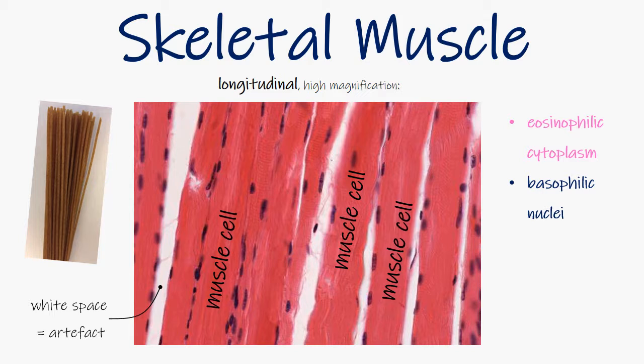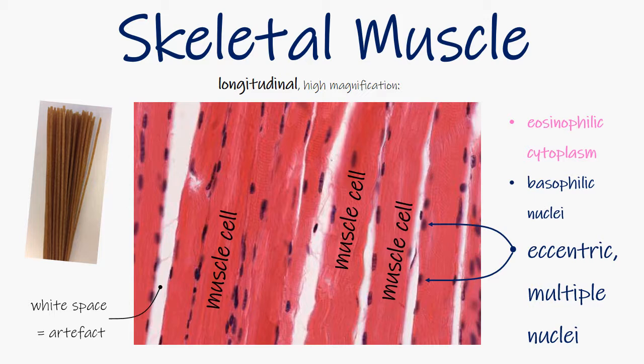The key feature of skeletal muscle cells is that each cell has multiple nuclei, and the nuclei are eccentrically placed to the periphery of the cells. The reason that they have multiple nuclei is because skeletal muscle cells develop embryologically through the fusion of multiple myoblasts. The reason that the nuclei are pushed off to the periphery of the cells is because the cytoplasms are packed full of the contractile proteins actin and myosin.